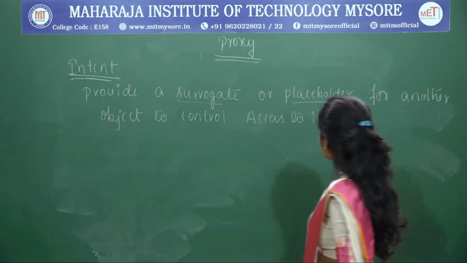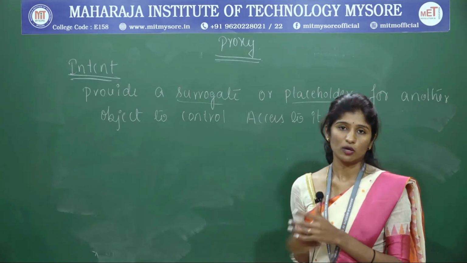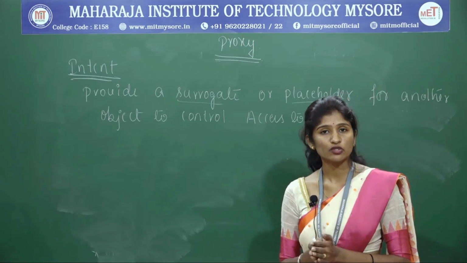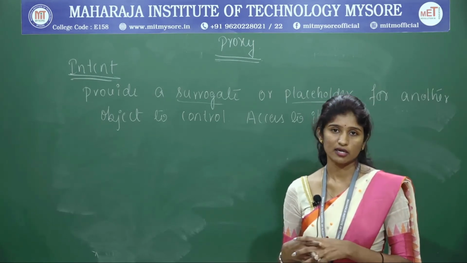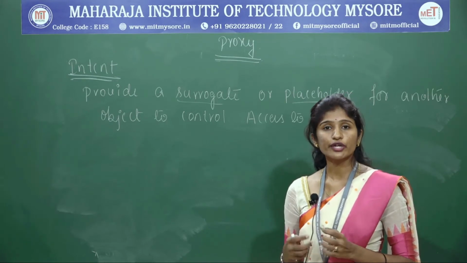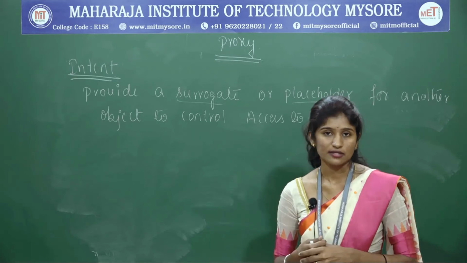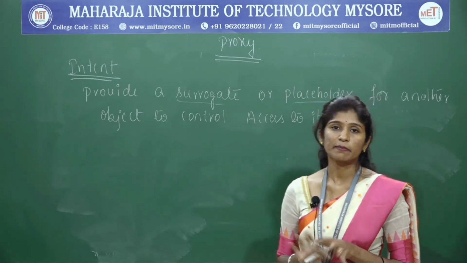So that is going to be controlling the access to that original object. Okay. So when you have an object which is a placeholder, just like a surrogate object, which is going to have access to it, that is, it contains a control to access it. Okay, so that is the original meaning of the proxy design pattern.